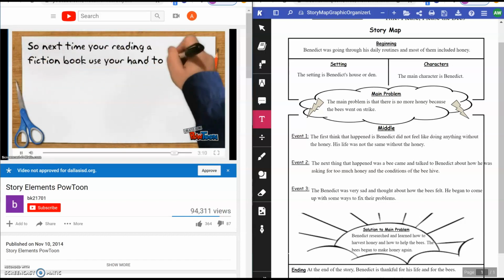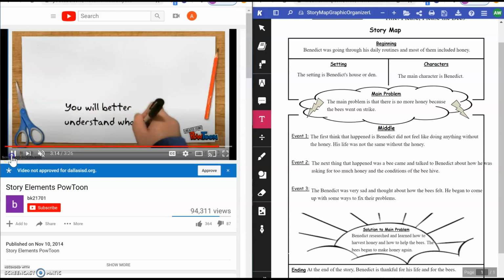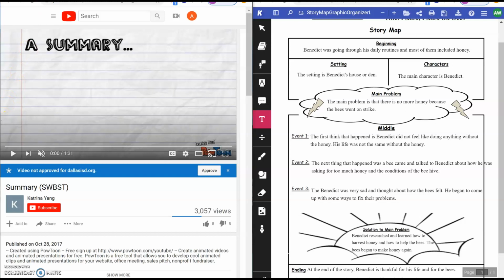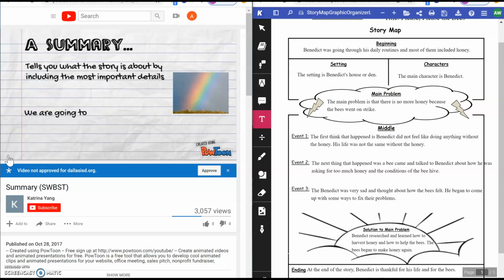So as we're reading our fiction book today, we're going to use our hand. That's one of your strategies that you can use to help you retell. And now let's go to our other strategy that we will use to help you better understand what you've read. Our next strategy is going to be somebody wanted, but so then. So a summary tells you what the story is about by including the most important details. We're going to use the rainbow to help us remember what is important.